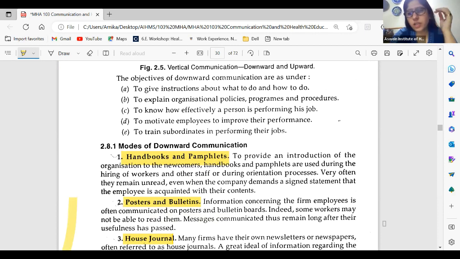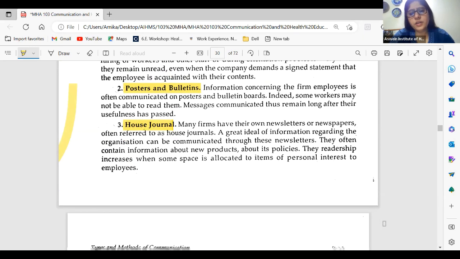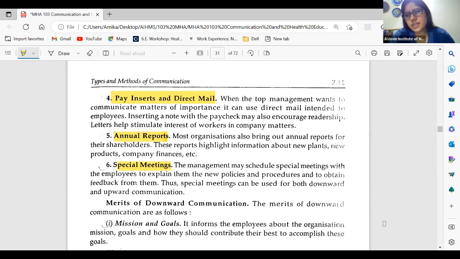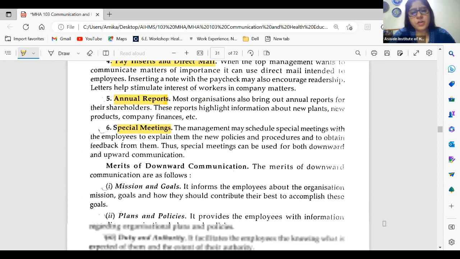When we talk about downward communication, what mostly is circulated are handbooks or rule books, pamphlets, posters, bulletins, house journals, and any information which management wants to pass on, any circulars, orders. These are part of downward communication, and basically these are orders. These are not suggestions, because these are orders which the top management wants to convey to the lower staff. Annual reports and circulars are part of this.